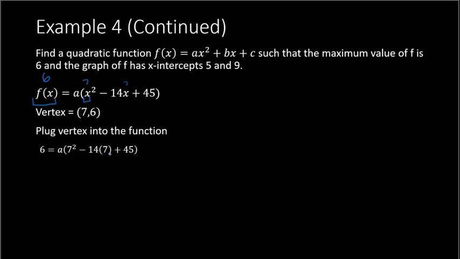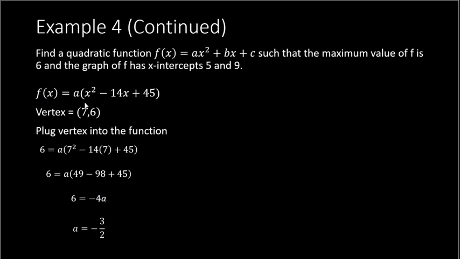Well, 7 squared is 49. 14 times 7 is 98. And now we do 49 minus 98 plus 45. And when you do that, 49 plus 45 would be 94. 94 minus 98 would be negative 4. So we have 6 equals negative 4 times a. Divide both sides by negative 4. You have a equals 6 over negative 4, which would be negative 3 over 2. So a would be negative 3 over 2, and that's what we plug in right up here.